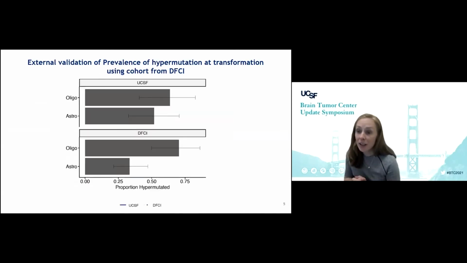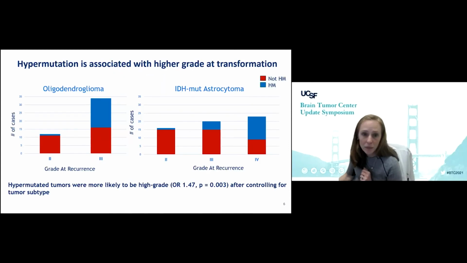We were actually able to validate these results using an independent cohort from the Dana-Farber Cancer Institute, showing very similar amounts of hypermutation in transformed low-grade gliomas that were exposed to temozolomide. Dana-Farber had a little bit fewer astrocytomas than we did, and I'm going to return back to that later in the talk. We have a reason for that.